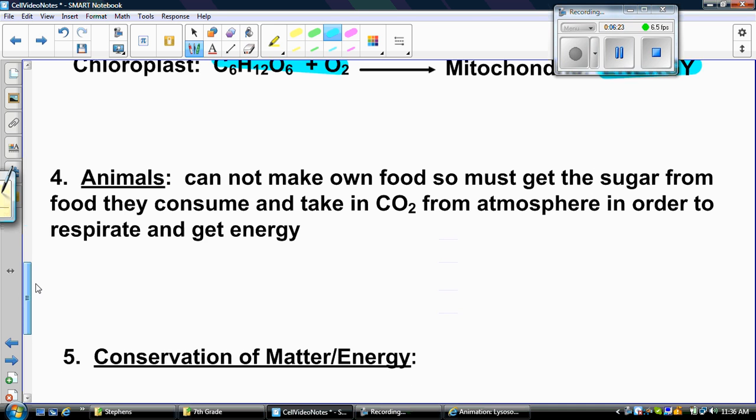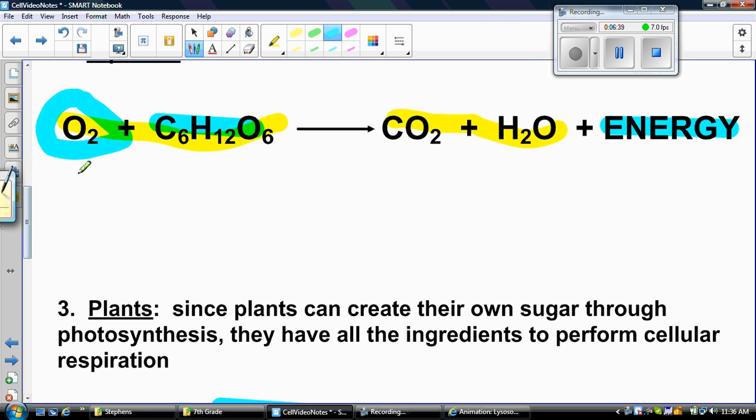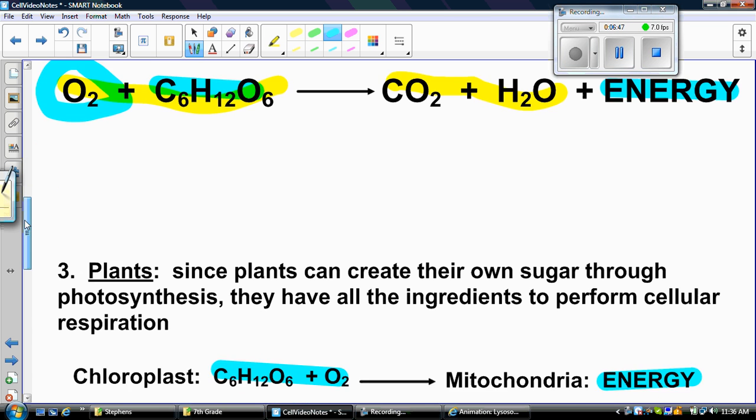Now, animals, we are different. We cannot make our own food. So we must get that sugar, that glucose, from the food that we consume. And then we take in oxygen from the atmosphere. We've got to breathe it in in order to do cellular respiration and get that energy. So animals have to take in oxygen and glucose from the environment in order to create our own energy, because we cannot photosynthesize.